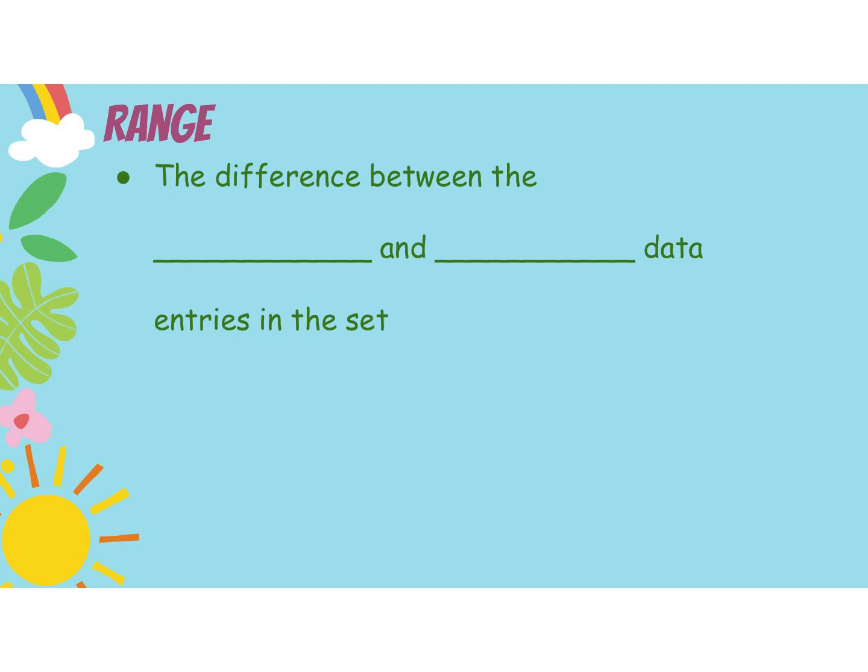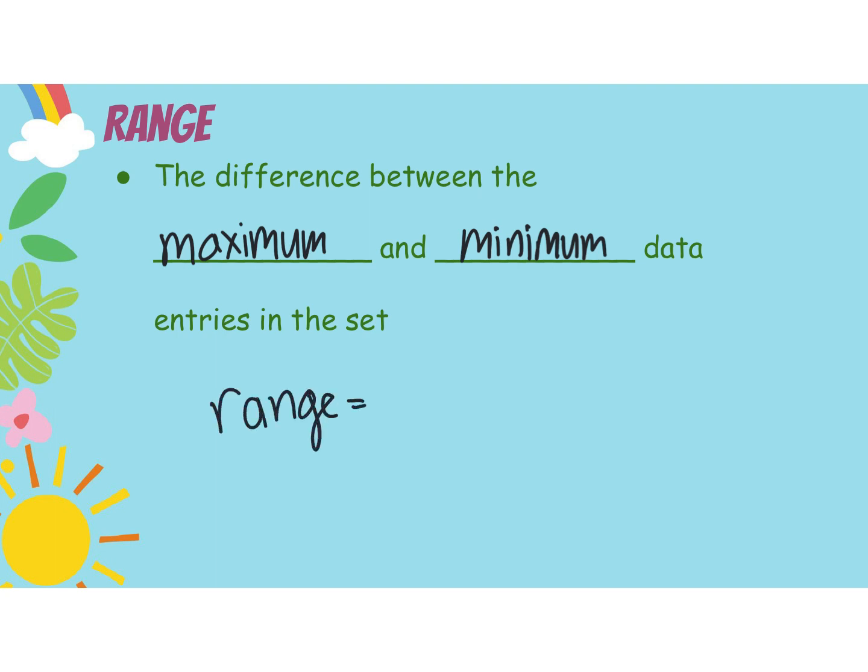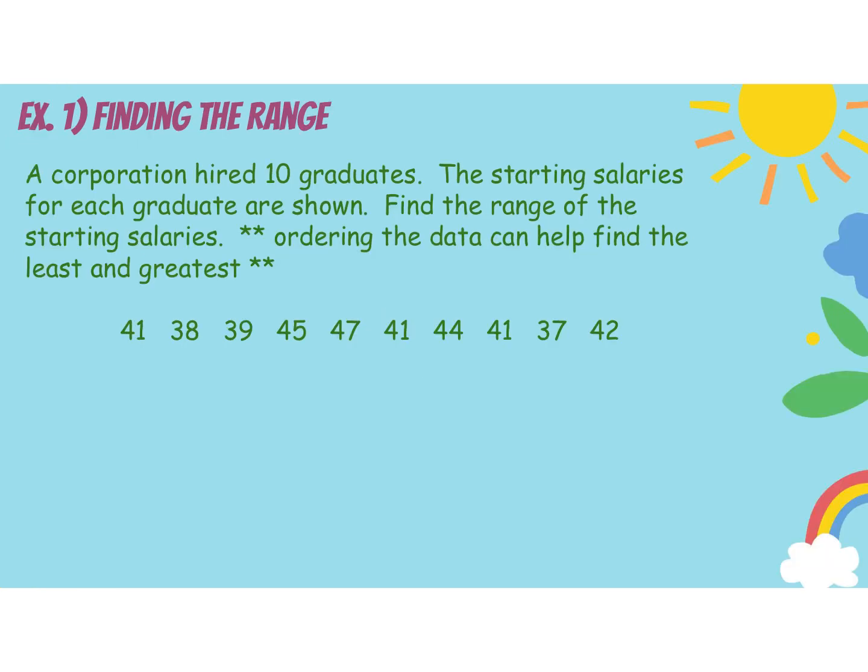And the range is just the difference between the maximum and the minimum data entries in the set. So a formula for it, pretty easy. That difference means subtraction. So range is max minus min. So let's look at an example of that.